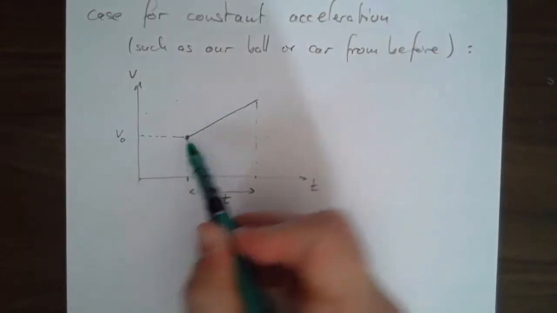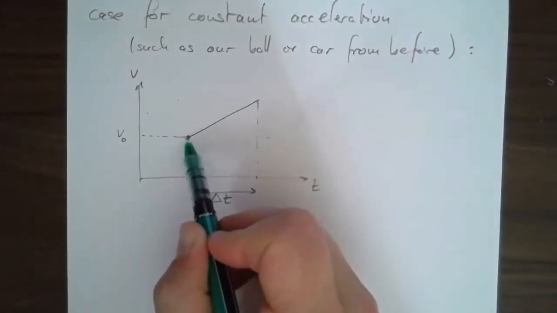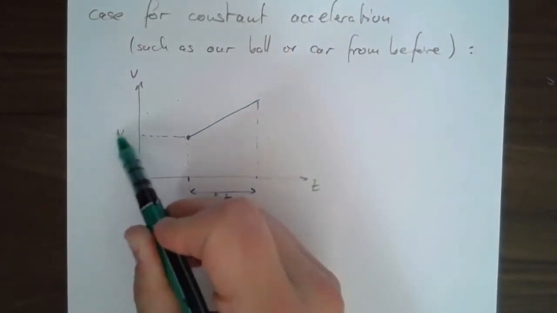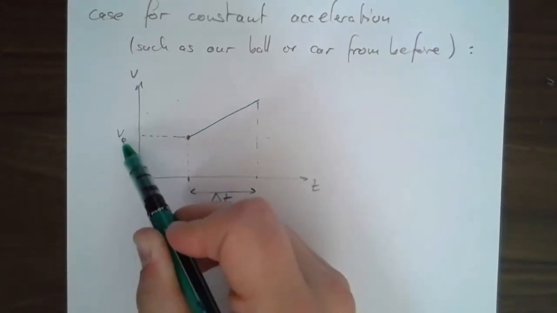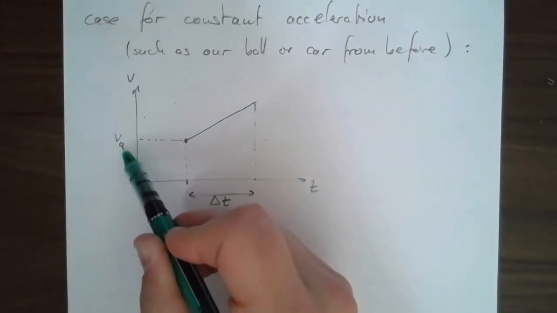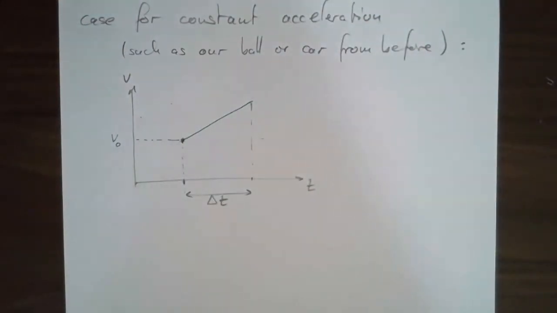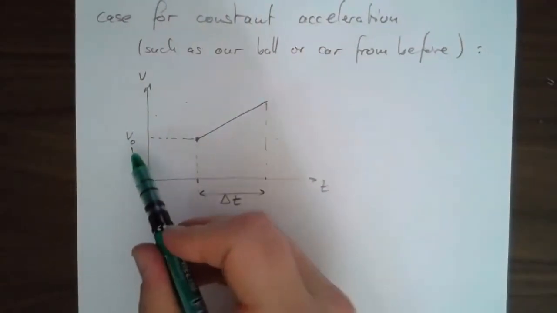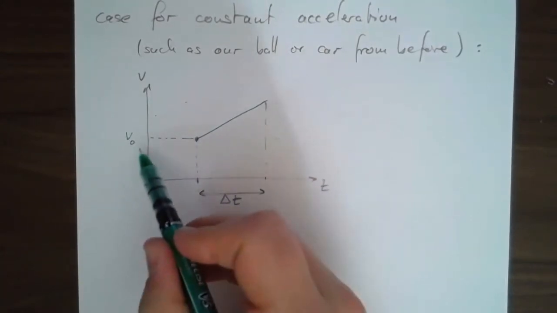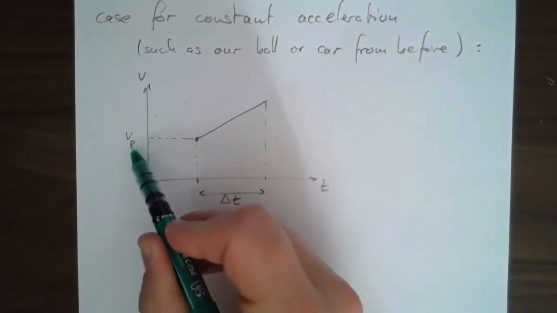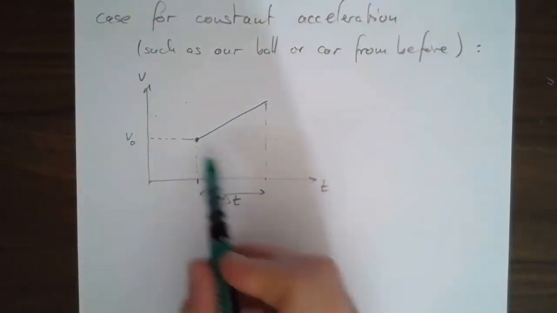So I imagine my object, this is the graph, right? My object initially has some initial velocity that I'm going to call V subscript naught. It's just a convention to often label your initial values with a naught subscript. Sometimes you see an I subscript for initial, or one and two. There's no rule that tells you what to call it, but it's convention to often label your initial values with a subscript zero.